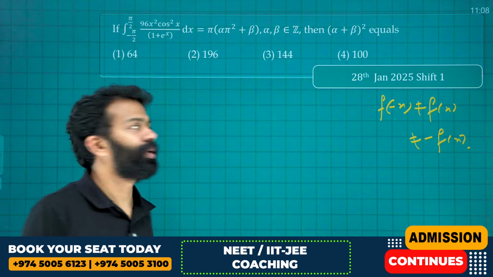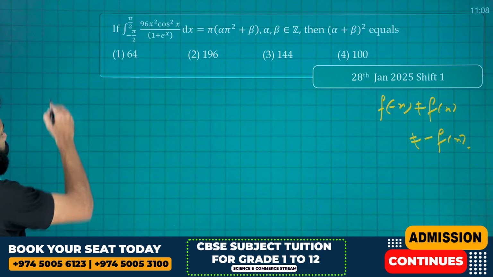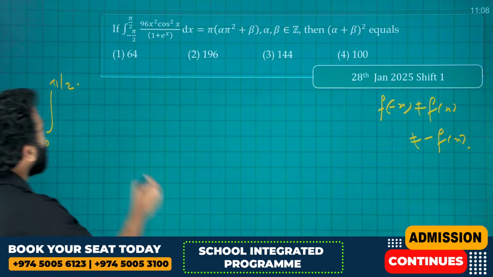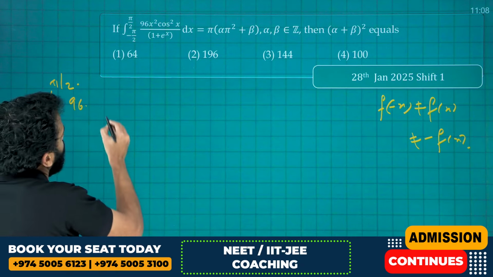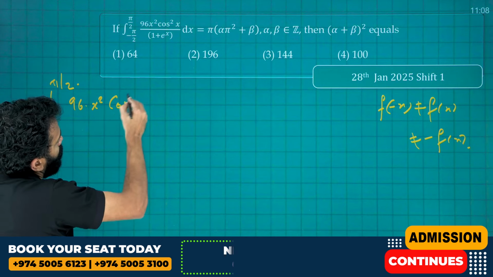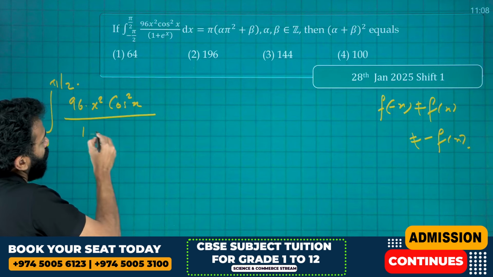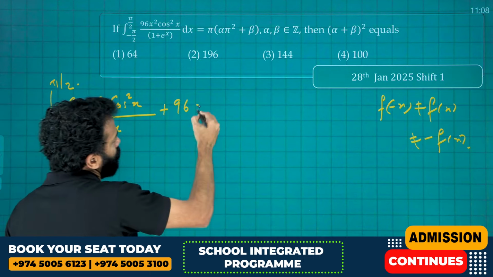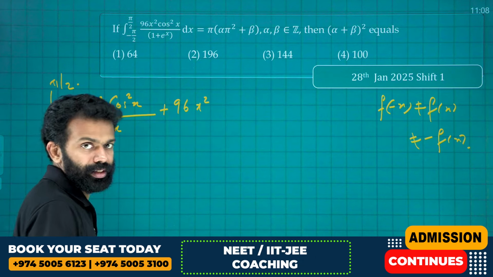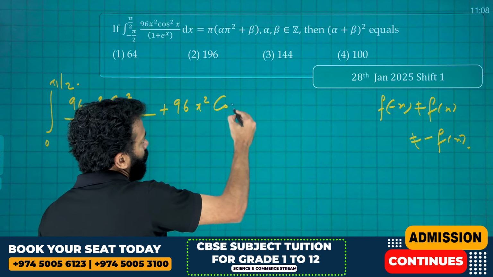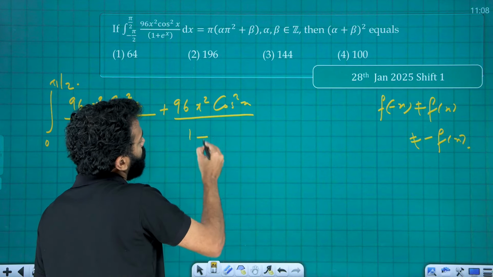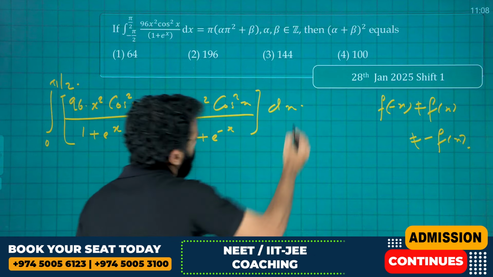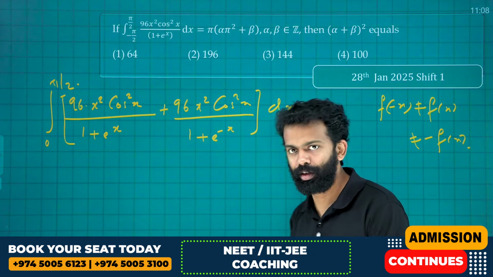Use the third technique. It will be the integral from 0 to pi by 2 of 96 x square cos square x divided by 1 plus e raised to x, plus 96 into minus x the whole square, that is x square. Cos of minus x itself is cos x, therefore don't bother, into cos square x divided by 1 plus e raised to minus x, dx.